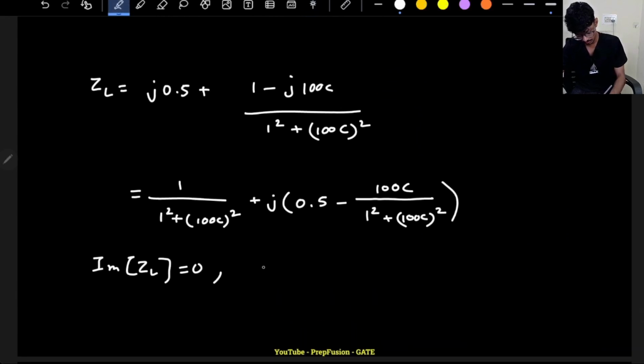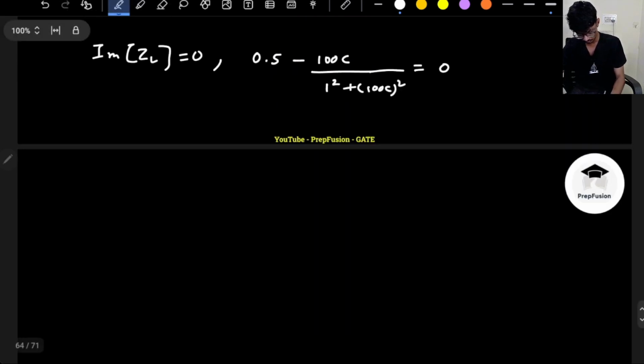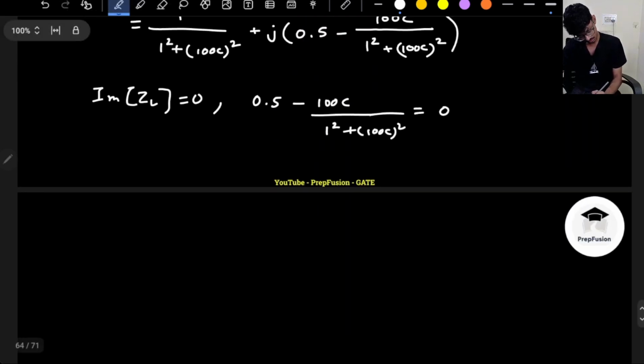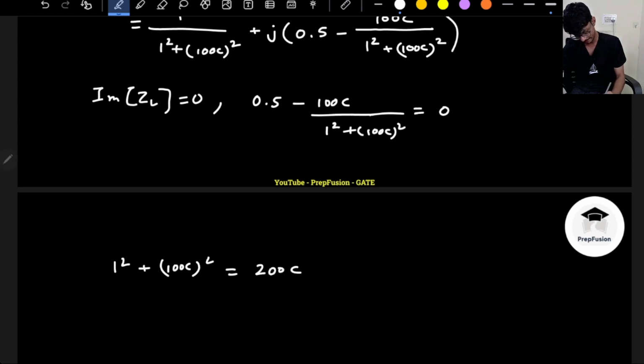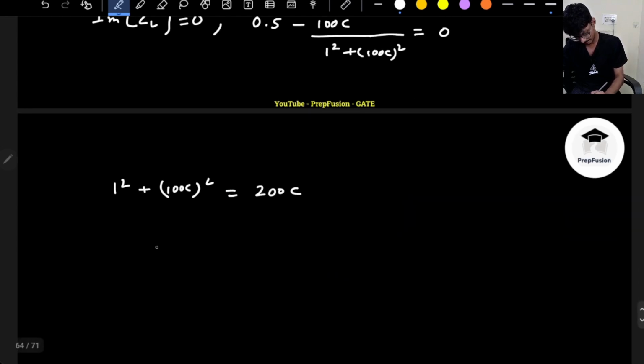So this will basically be 0.5 minus 100 C 1 square plus 100 C whole square equals 0. So this will be 1 square plus 100 C whole square equals 200C. So this will be C square plus 2 by 100 C plus 1 by 100 square.